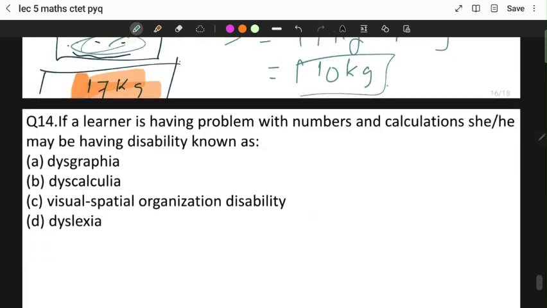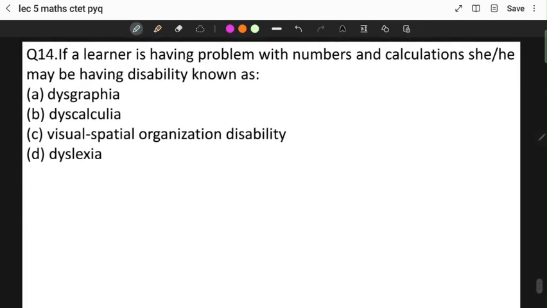Hope you have got the question. Moving on to the next question. If a learner is having a problem with numbers and calculation, she or he may be having the disability known as... the answer for this question is dyscalculia. Dyscalculia, what does it mean? It means you are not able to calculate things properly. It is not a disorder, actually a disability, where a learner is having a problem with calculations, that is dyscalculia.